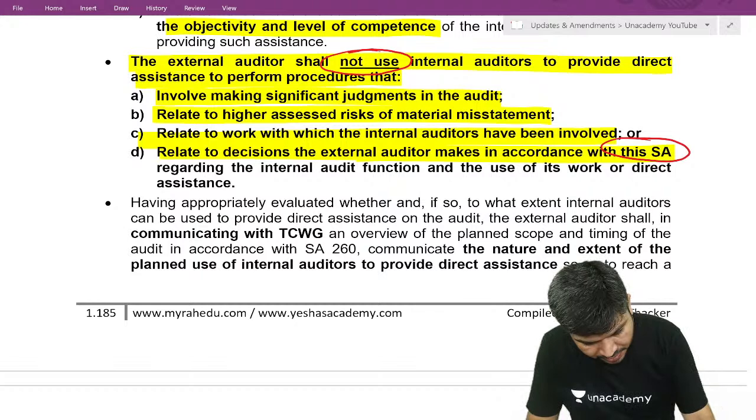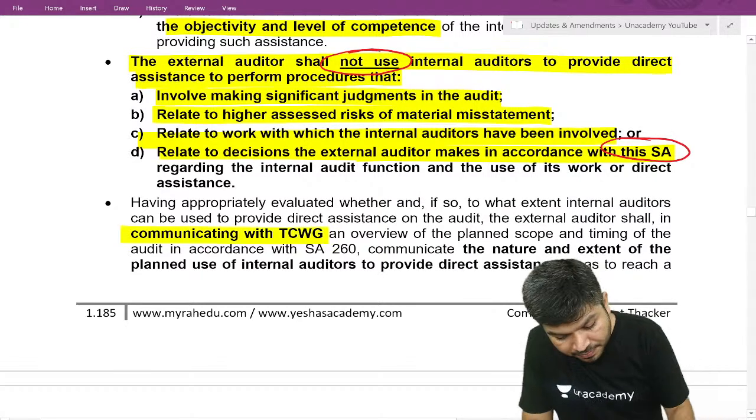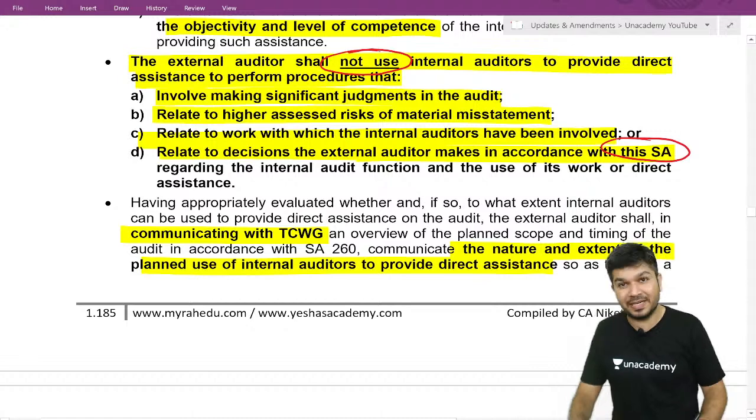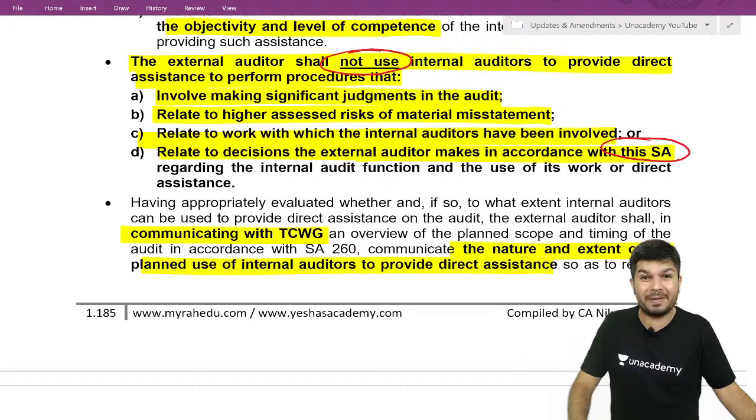And if I am using them to provide direct assistance, communicate with TCWG before you use them. Okay, Prem has a question, sir. Everything is opposite to the internal audit function. Prem, actually it's not opposite.